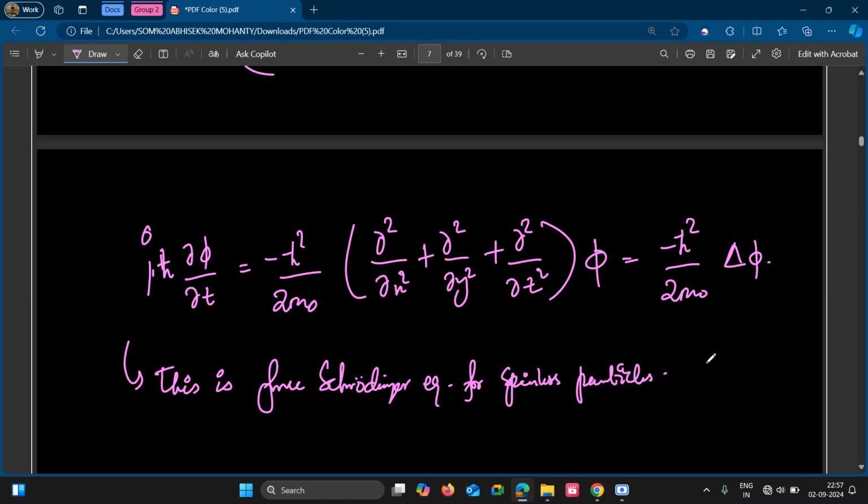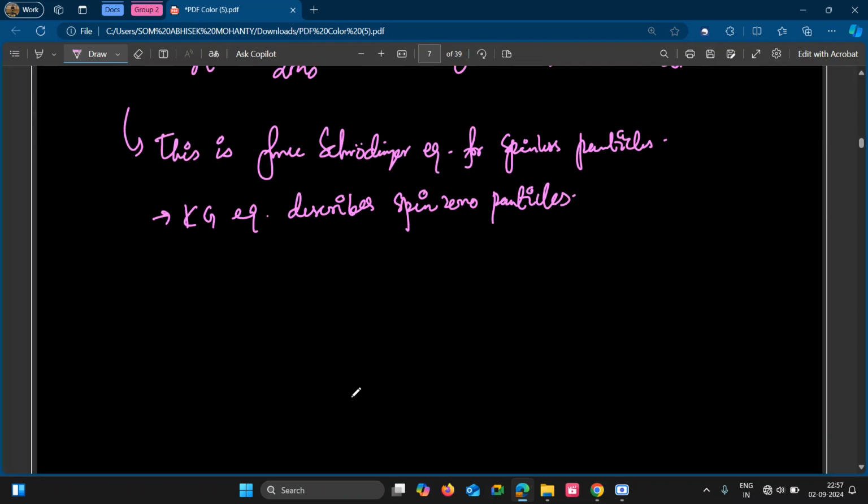The type of particle which is described by a wave equation doesn't depend on whether the particle is relativistic or non-relativistic. So we can say the Klein-Gordon equation, the KG equation, describes spin zero particles. Later on, we will obtain this important result in a totally different manner by making use of the transformation properties of the Klein-Gordon field.